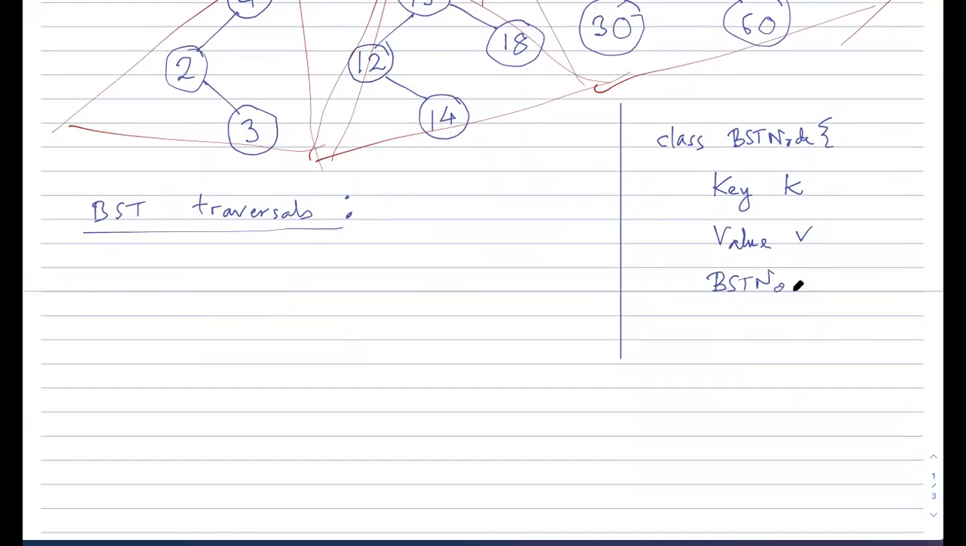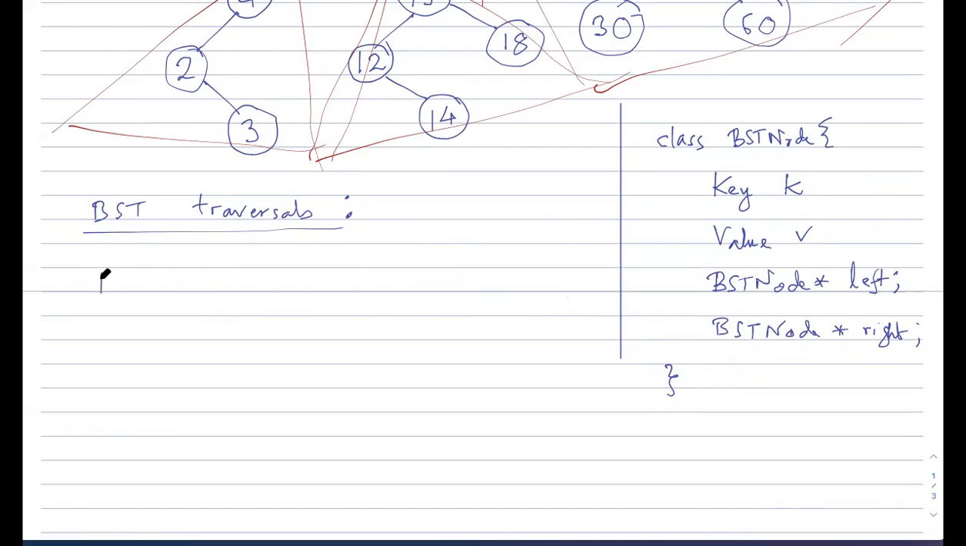BST node star left and BST node star right. Storing the parent is optional. It's not necessary. It depends whether you want to have it for easy navigation to the parent, but it's not necessary.